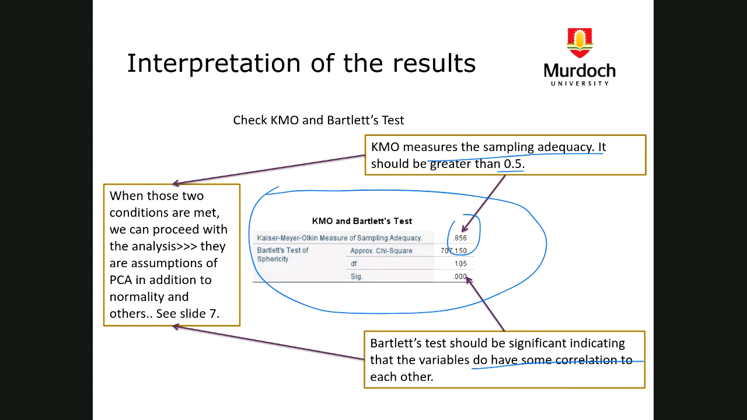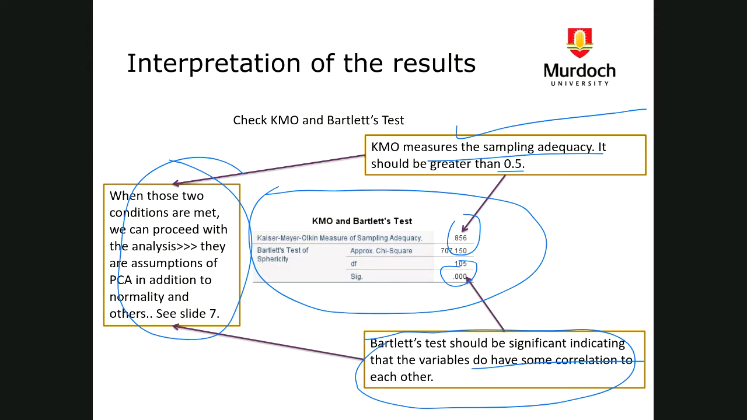And if this is significant, meaning less than 5%, Bartlett's test is significant, and this indicates that we have no problem with correlations. We do not proceed if any of them has a problem. In this case, both of them are met. Now we move next to see the interpretation.